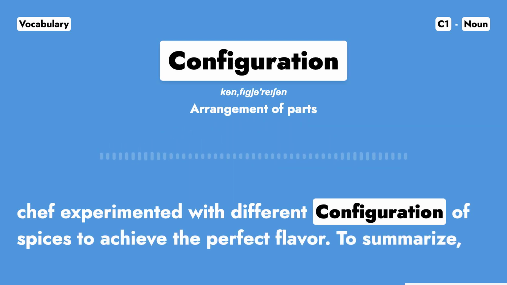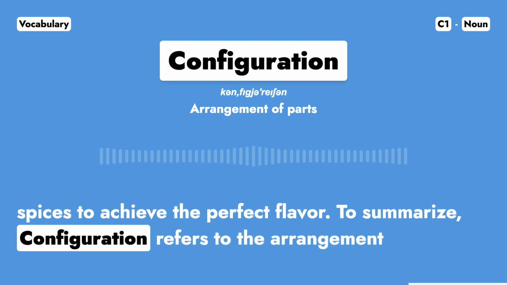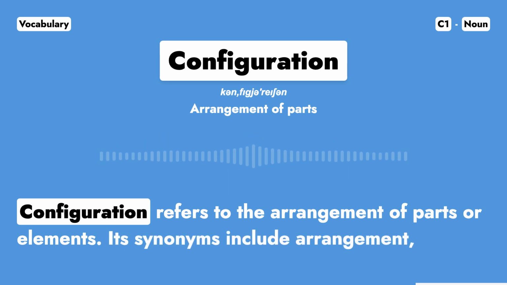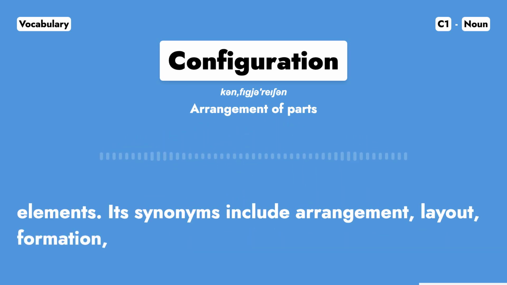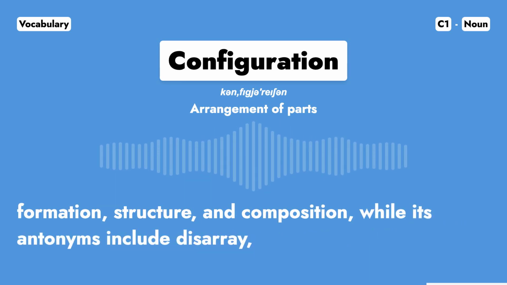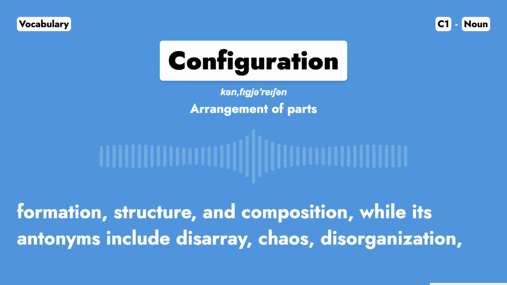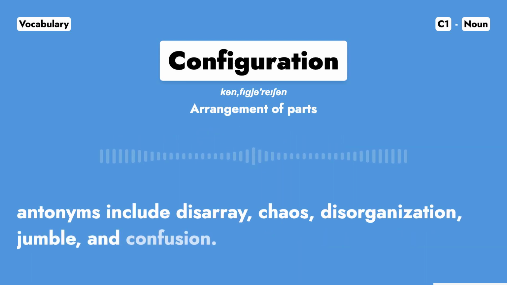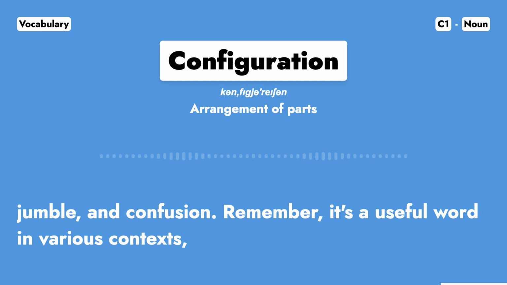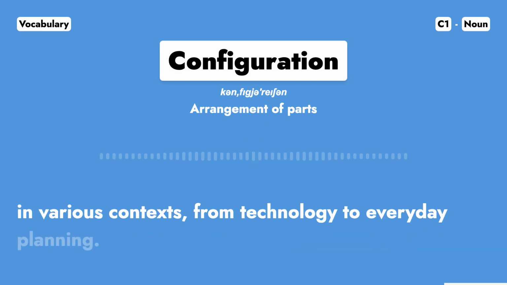To summarize, configuration refers to the arrangement of parts or elements. Its synonyms include arrangement, layout, formation, structure, and composition, while its antonyms include disarray, chaos, disorganization, jumble, and confusion. Remember, it's a useful word in various contexts, from technology to everyday planning.